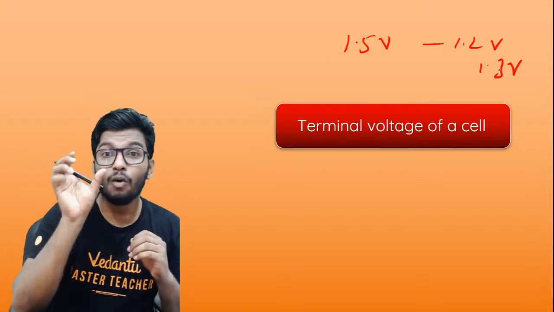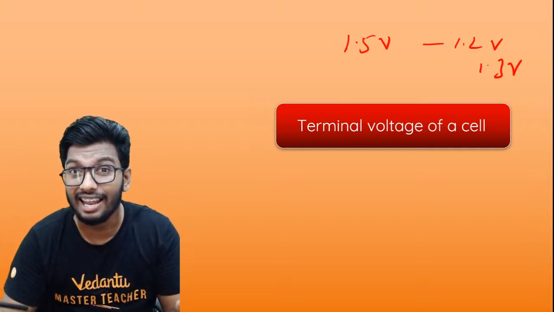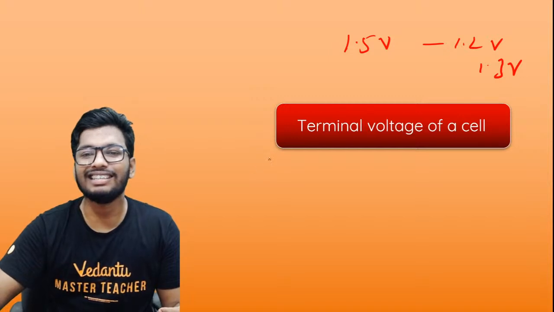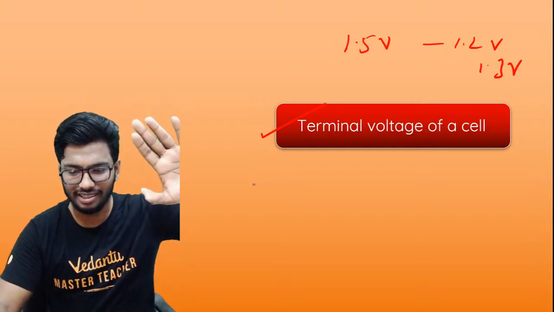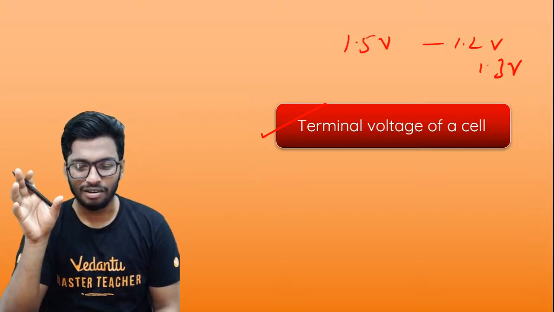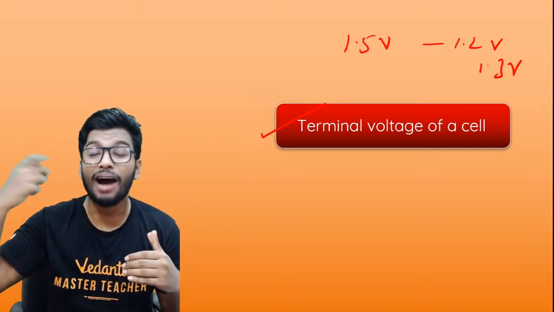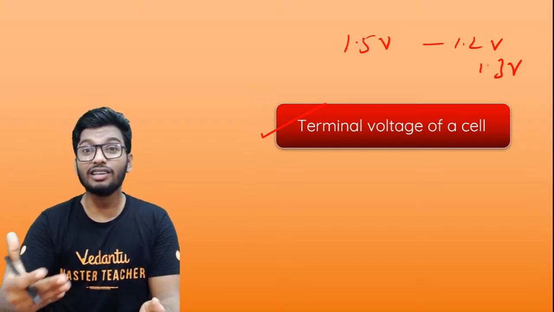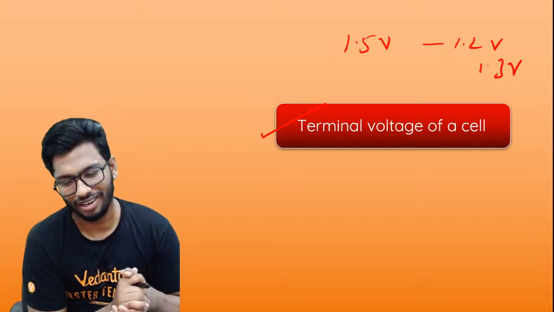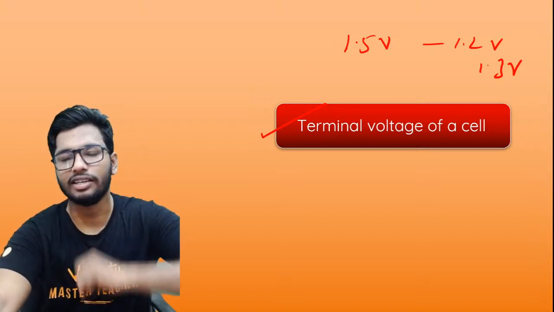So this voltage across the terminals of the cell, how much am I actually getting when current is flowing through it? That is what is called the terminal voltage of the cell. Are you able to understand the difference, guys? Is it clear? Are you able to understand the difference between terminal voltage and electromotive force? Once again, EMF is the voltage that the battery claims to provide. Terminal voltage is the actual potential difference that we get once the current starts to flow. That is what is called terminal voltage. Got it? All right.